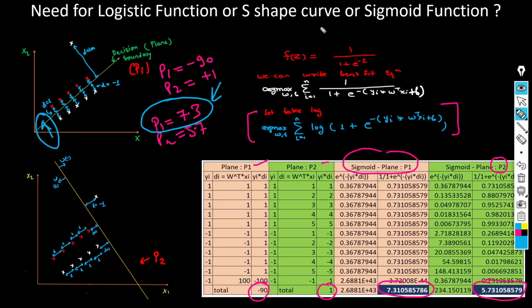So it means by the sigmoid function we can get the final equation like this, which can classify all the points correctly. This is also called the log likelihood. That we will discuss in our next video, how we can maximize the log likelihood value.